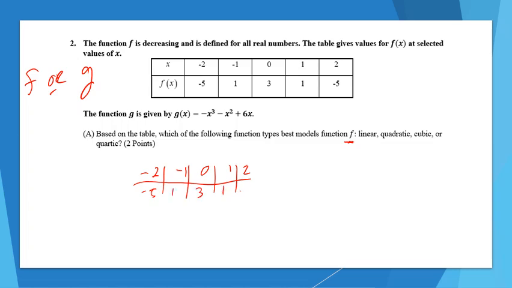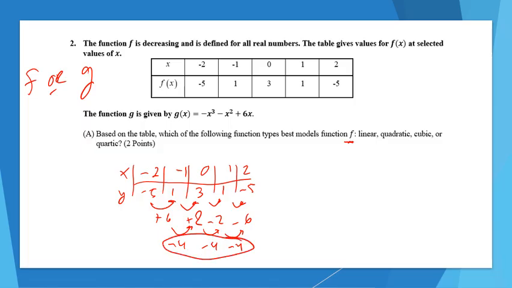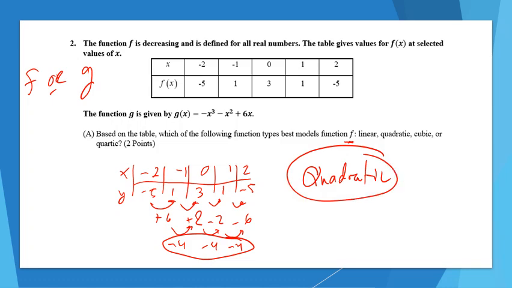-5, 1, 3, 1, -5 here, and then we can work this out. So this should be +6, +4, -2, -6 there. Sorry, this should be +2. Whoops. Let me erase that and fix that. So this should be +2. And now this should be -4, -4, -4. So because our second differences are the same, this is going to be quadratic. So that's all you need for part A.